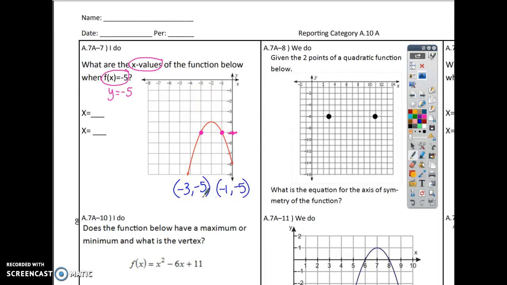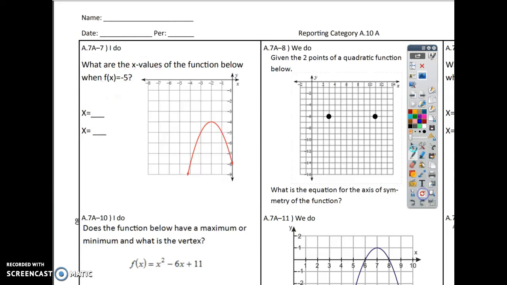Notice that they're not asking for the solutions because this quadratic does not cross the x-axis. It's not asking for solutions. It's asking when does it equal -5. So it's at x equals -3 and at x equals -1. And it doesn't have to be in that order. It could be whatever order you want. Okay?